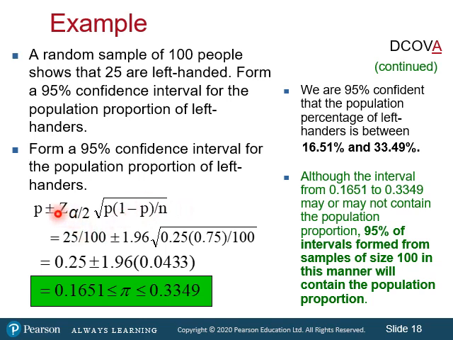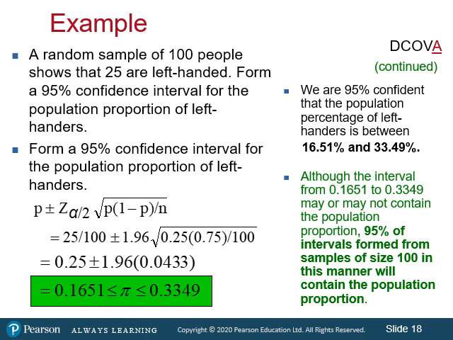Here the P value is already given: 25 out of 100. So 25 divided by 100, you get your P. Your Z alpha divided by 2 for 95% is a Z value of 1.96. Then we have the proportion 0.25 times 0.75, which is 1 minus P, divided by 100. So we will get a lower limit of 0.1651 and an upper limit of 0.3349.